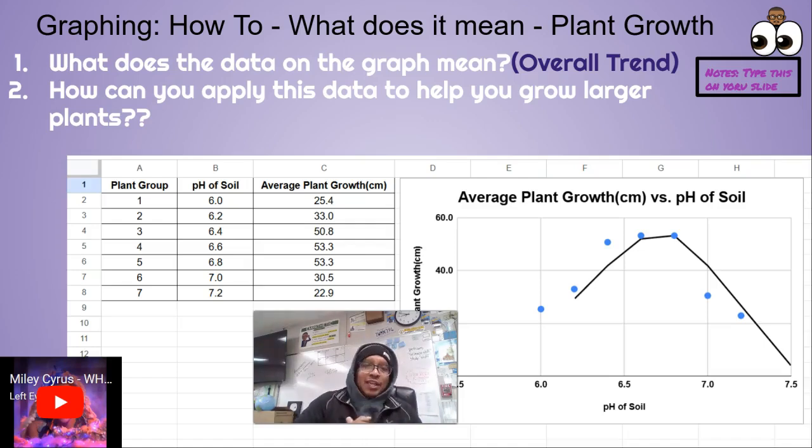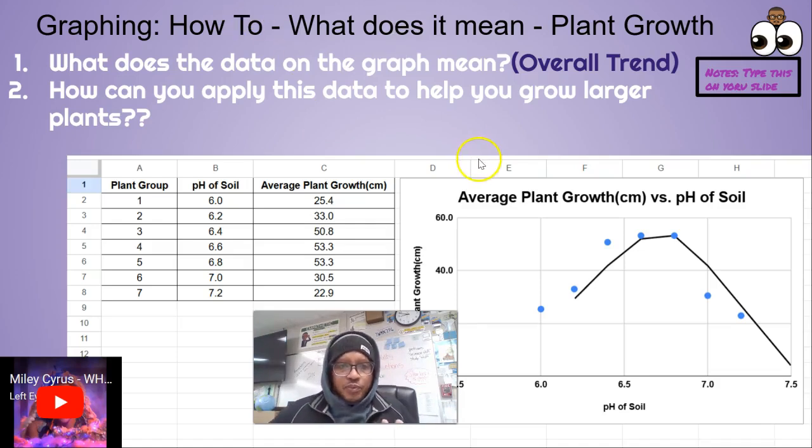So, Miley, thank you for helping us with asking the question, what does the data on the graph mean? So what is the overall trend that you see? So that's the first question. And then the second question here is, how can you apply this data to help you grow larger plants? What pH seems to be the best for growing the largest plants? So just look at the graph and answer those questions. So again, those are the questions for you to answer. So do your very best.